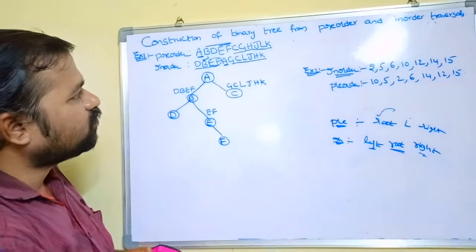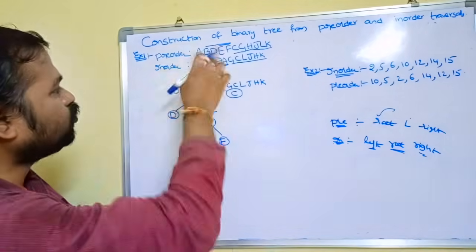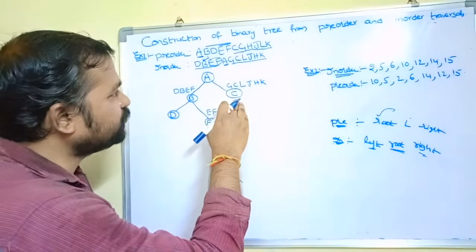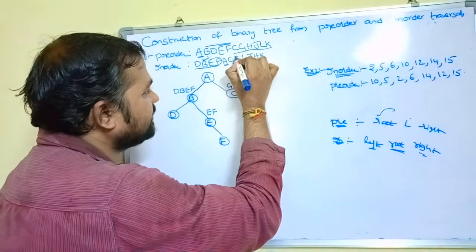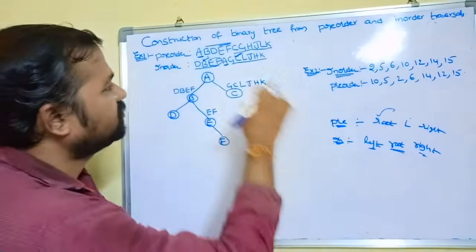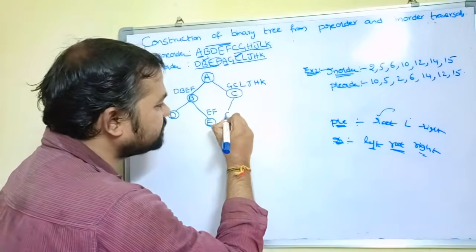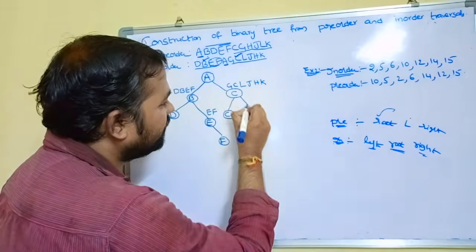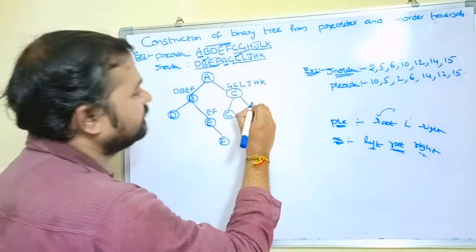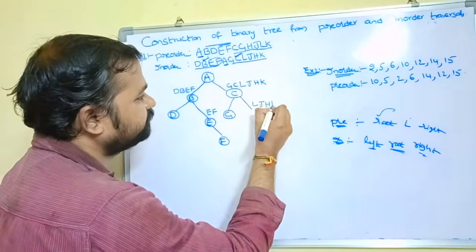Then after that, what is the left children? In order to determine the left children, we have to go to inorder traversal. Here what is the root node? C is the root node. So what is inorder traversal? Left, root, right. So C is the root node. So before C we have G. So G will become the left children, whereas the right children is L, J, H, K.